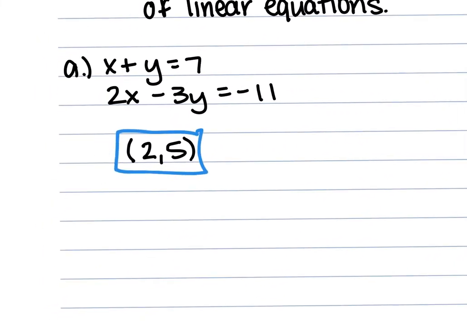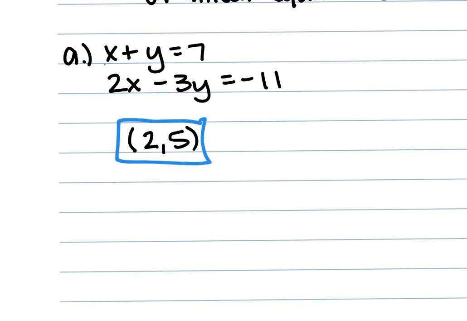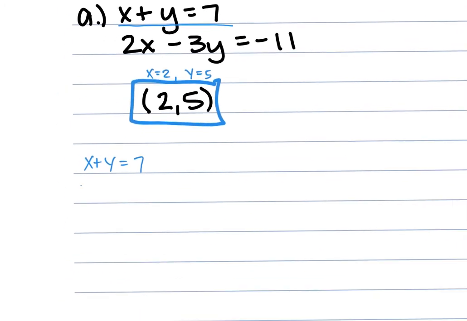For the first example, for A, my first equation is x plus y equals 7. I'm just going to write that down here, x plus y equals 7. And I'm going to plug in the values, x equals 2 and y equals 5. I got those from the coordinate point. So plug in x equals 2, so I'm going to get 2 plus y, which is now 5, and I'm going to see if that equals 7. 2 plus 5 is 7, so 7 equals 7. Does this one work? Yes.